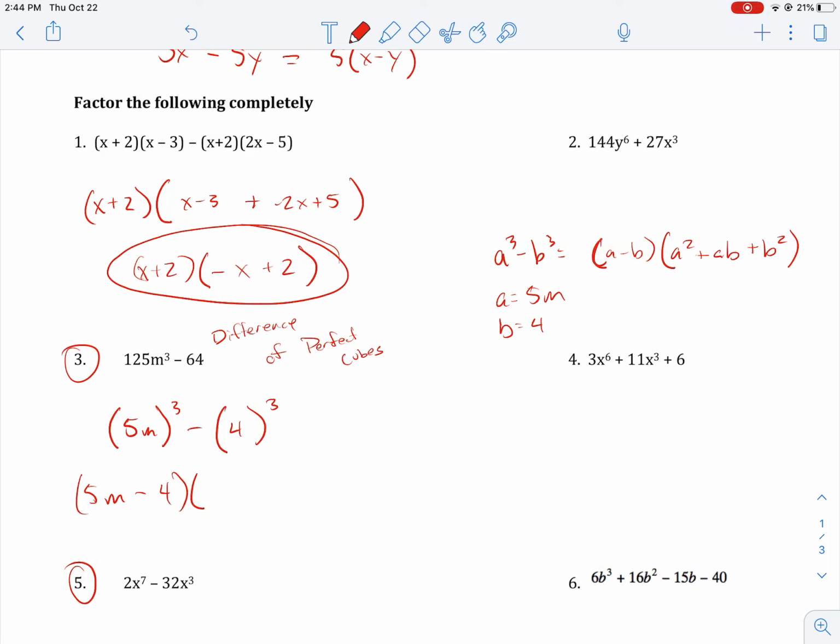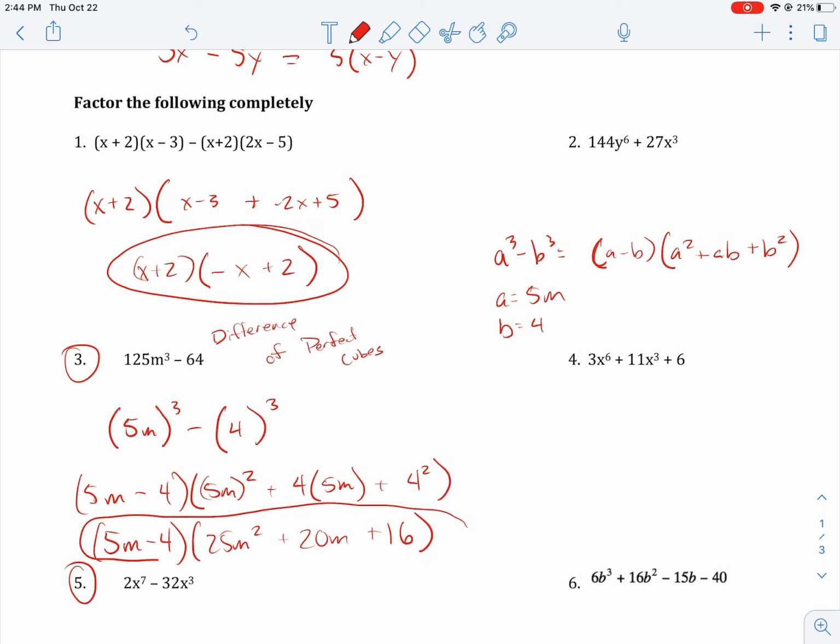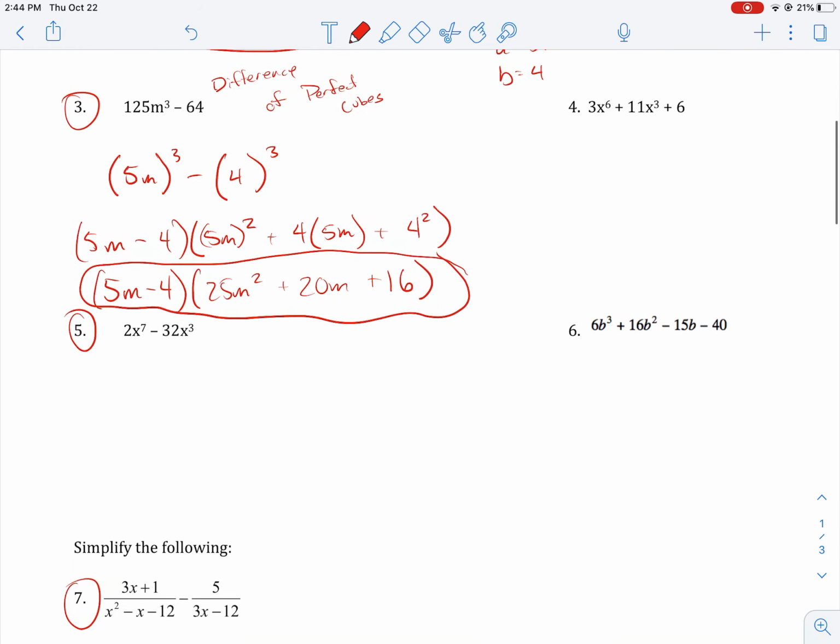So I go 5m minus 4. And then parenthesis, 5m squared plus 4 times 5m plus b squared, which is just 4. So I'm going to simplify all that. So I get 25m squared plus 20m plus 16. That's our answer for number 3. Let's jump down to number 5.